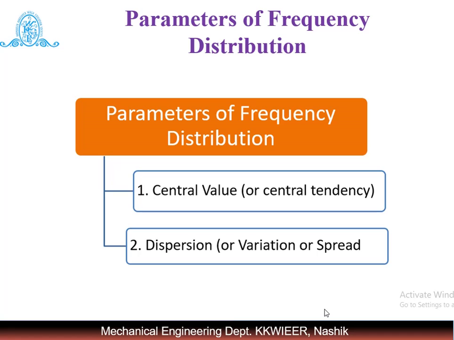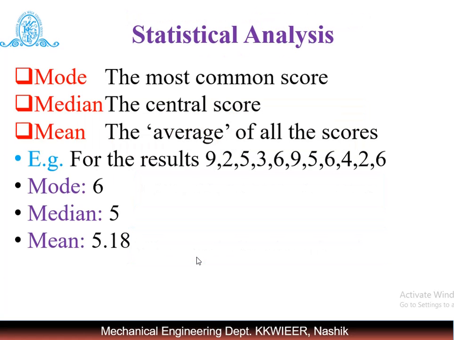Then if you talk about parameters of frequency distribution, there are two parameters. First is the central value or the central tendency, and the second one is the dispersion. So how the parameter varies towards the central value, and how the values disperse, how the values vary, how the values are spread. These are the parameters of frequency distribution.